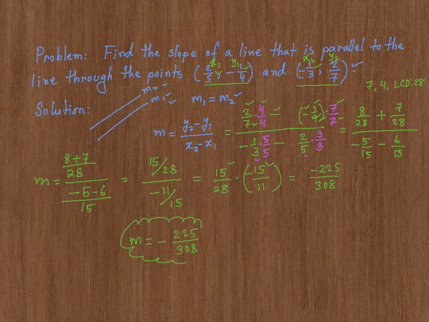So the slope of the line that is going to be parallel to this line, or slope of any line that is going to be parallel to this line, is going to have exactly the same slope. Remember, this slope is negative, meaning as you go from left to right on the graph, the line is going to go down.